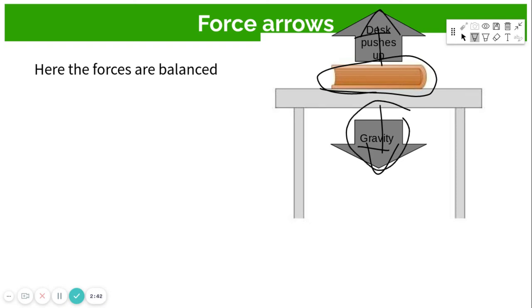If the force of gravity was bigger, it would pull its way through the desk, and the book would be moving down. If this was bigger, then for some reason the desk would be pushing the book up. I don't know how that would work. But because they're balanced, they're the same size.